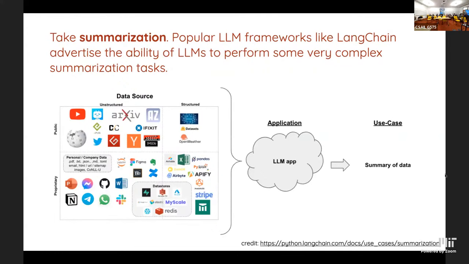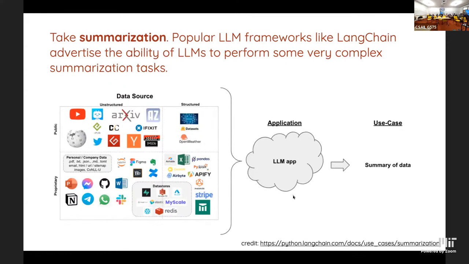So this is a figure from the LangChain library that essentially implies that you can take any sort of data, like a YouTube video, arbitrary PDFs, multiple files, you just feed them into this LLM app cloud and you get a summary of the data. And a lot of companies are raising huge amounts of money off of figures like these, but it's really unclear how well the models can actually do this kind of summarization. And it's further unclear how you even evaluate how good the summaries are in these kinds of situations.